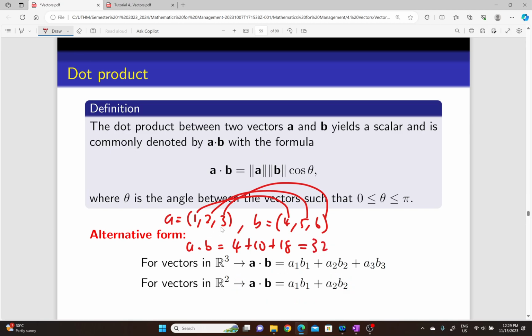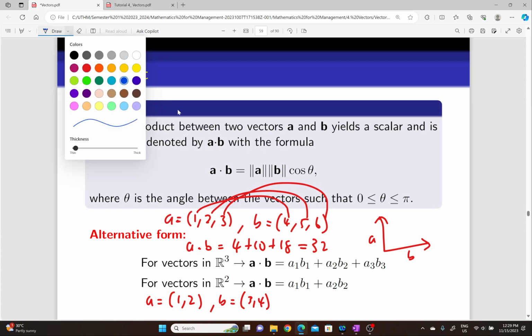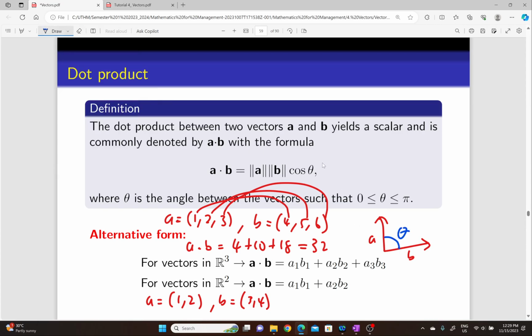Same thing goes for this one in 2 dimensions. A is 1 2, and B is 3 4. You do the same thing. That's how you can do this one. That is the dot product. But we will integrate this with another expression here. This whole thing is a formula to find the angle. If let's say A goes here and B goes here, what is the angle? How to find the angle? We use this formula here.